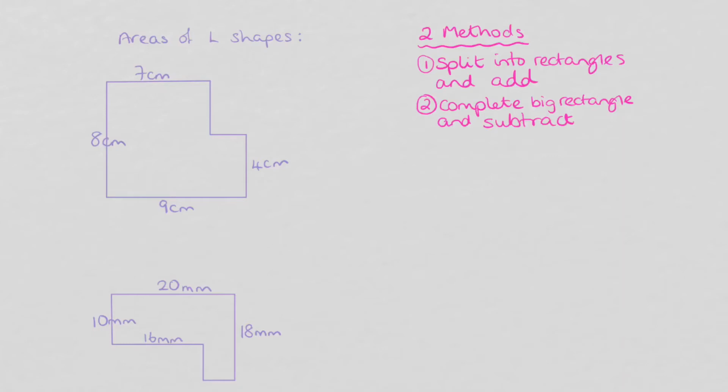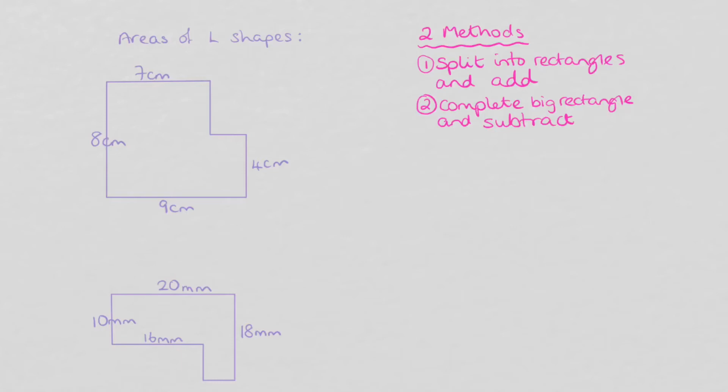So what I mean by that is if we made that into a big rectangle, then the rectangle all the way around only needs this bit taken out to give you that L shape. So we're either splitting it into two or more rectangles and adding them together, or we make the bigger rectangle and then we subtract the corner rectangle that's not part of the original shape. Okay, so what we'll do is, first of all, we're going to do it both ways. I'll need to write quite small here.